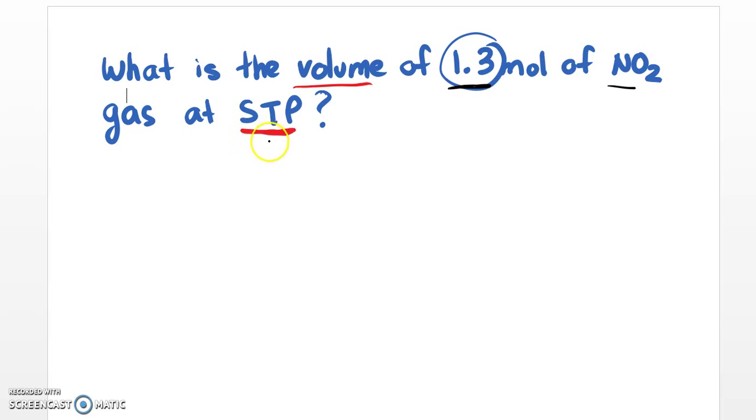So STP stands for standard temperature and pressure, which is 0 degrees Celsius and 1 atmosphere. And all the problems you're going to get are going to be at STP. We're not going to be calculating volume or moles at different pressures and temperatures.